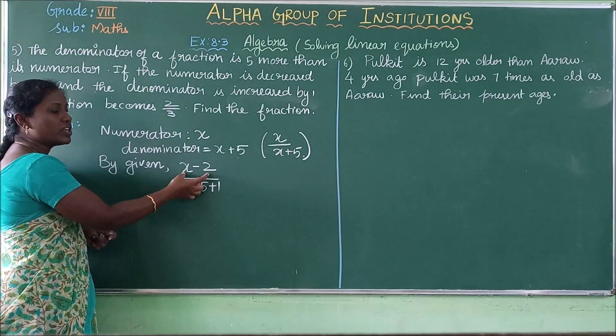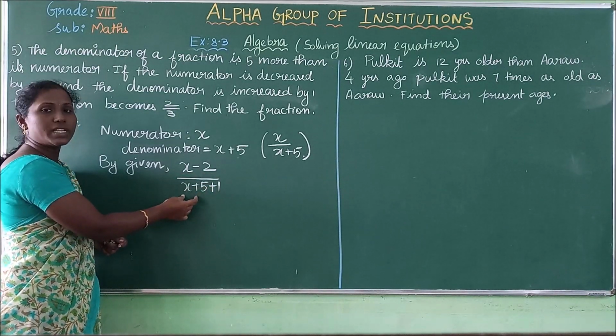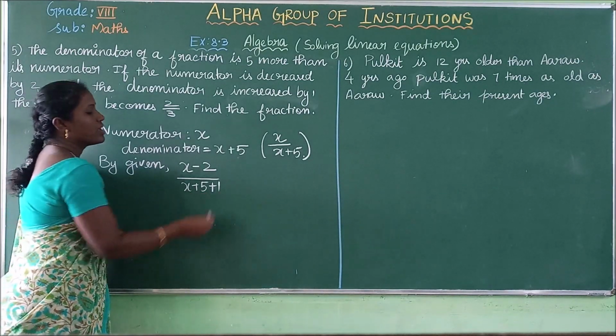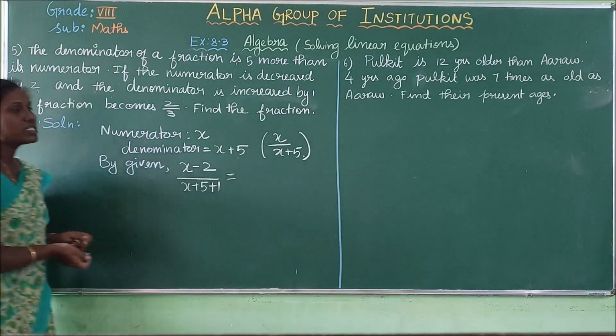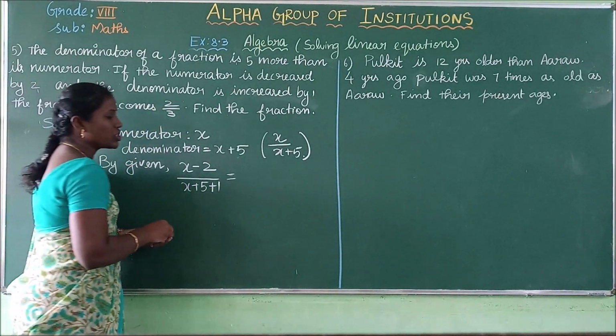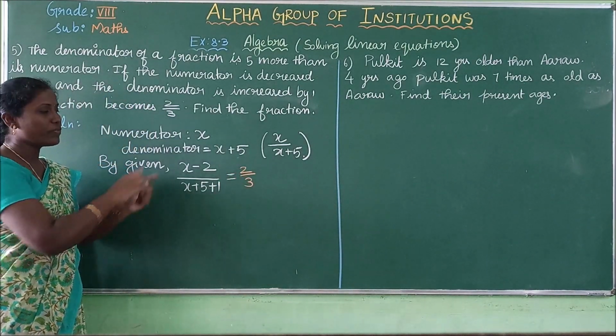See, the numerator is decreased by 2, so we are subtracting 2, and the denominator is increased by 1, so to the denominator we are adding 1. The fraction will become, as given in the question, 2 by 3. So the fraction is equal to 2 by 3. Now we have framed the equation.